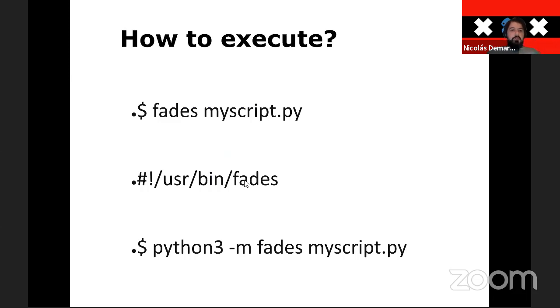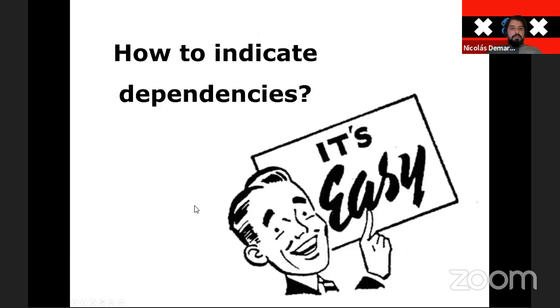How does it work? You can execute your script using fades. So fades space my script, just replacing Python. You can put fades as a shebang at the top of your script, or you can use fades as a Python module, so python -m fades and your script. And the other part that you need to know is how to indicate the dependencies.